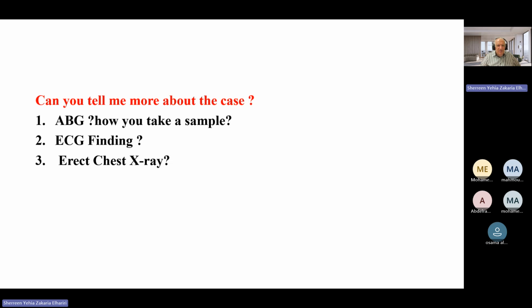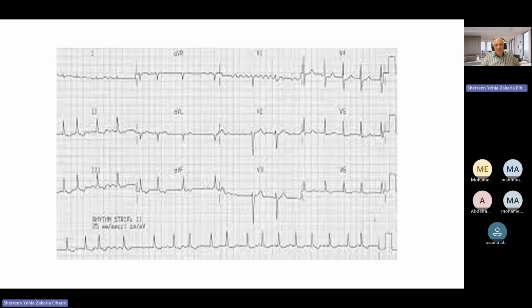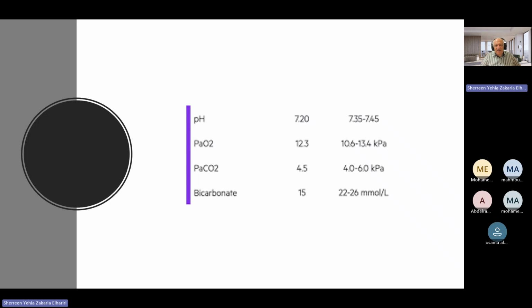Can you tell me about the case? You see the arterial blood gases. What is your impression about the arterial blood gases? What's your diagnosis? Respiratory failure type 1. You mean that it is respiratory acidosis or alkalosis? The pH is low, so it is acidosis. This is respiratory acidosis, and the PO2 is within normal.